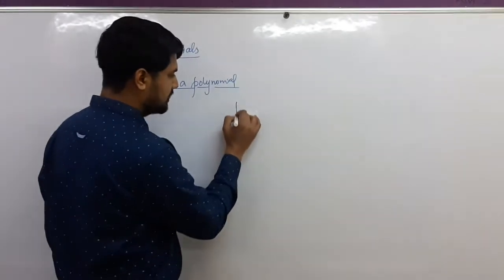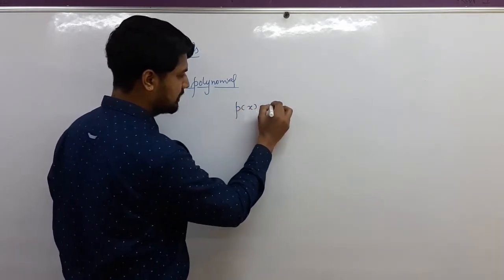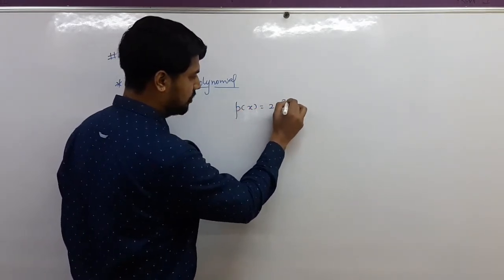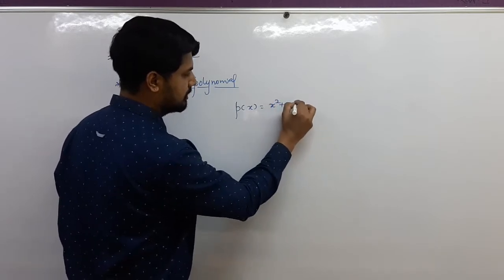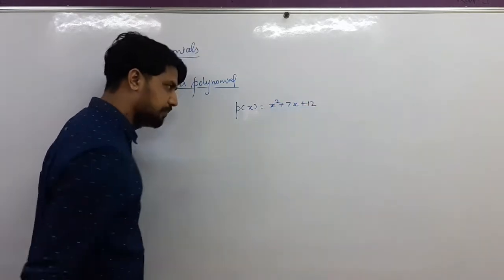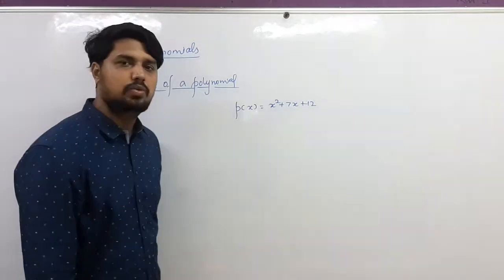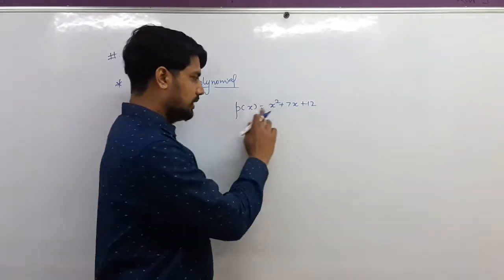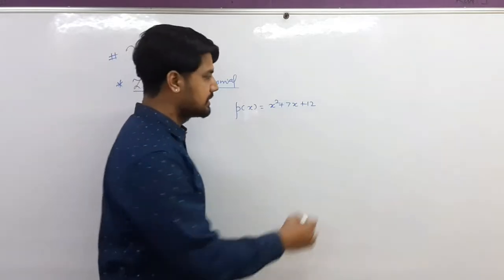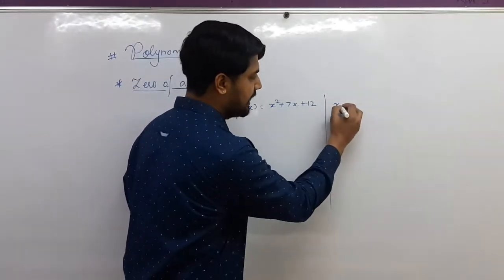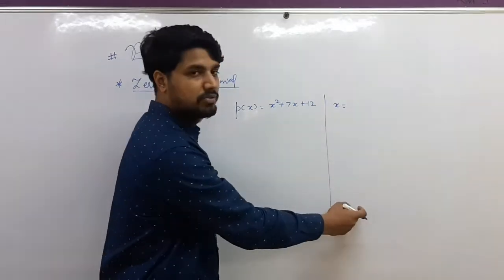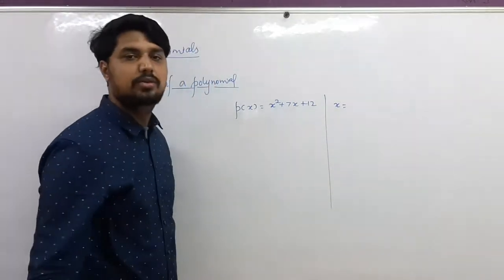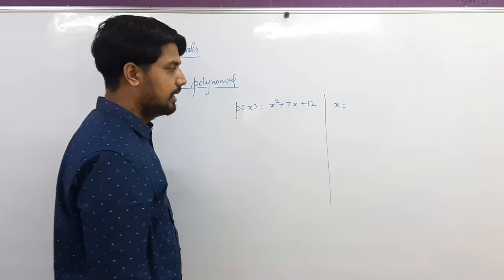Suppose a polynomial is given, p of x is equal to x square plus 7x plus 12. Now this polynomial is given to us, and here we have used the variable x. That means x can have various values, and for those various values we will get different values of this polynomial. Let's try to understand.